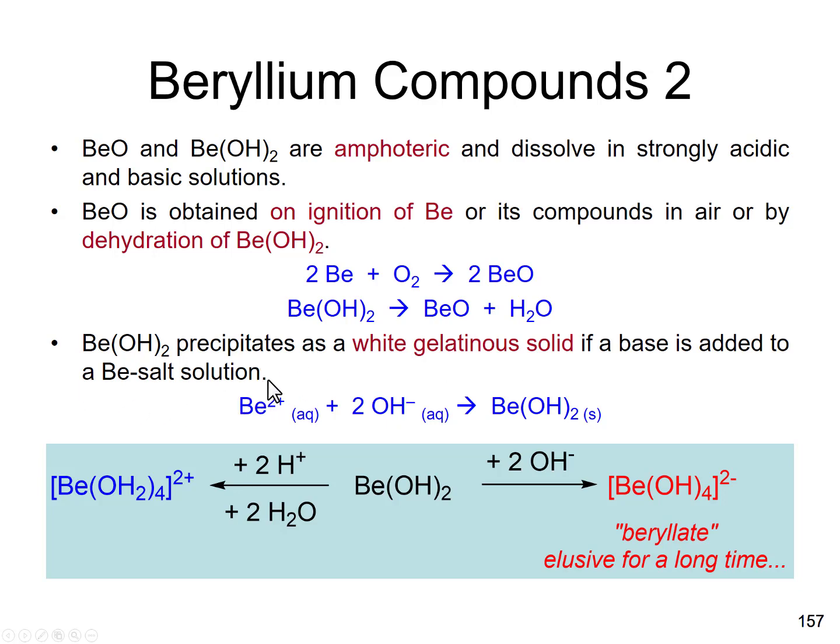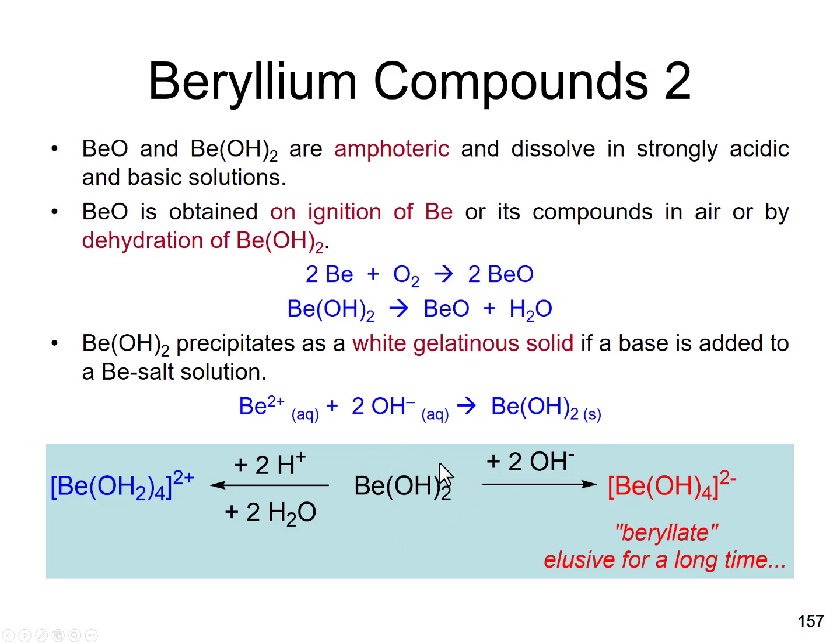Similar to aluminum hydroxide, barium hydroxide is a white gelatinous solid that can be prepared by addition of a base to a beryllium salt solution. The reaction is depicted here, and so you simply have a reaction of a barium 2+ cation with two hydroxide anions to form barium hydroxide, which precipitates from solution.